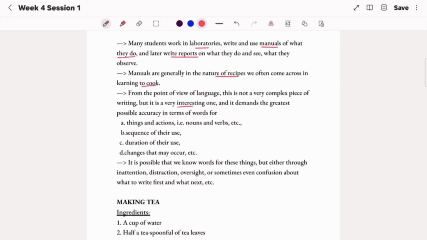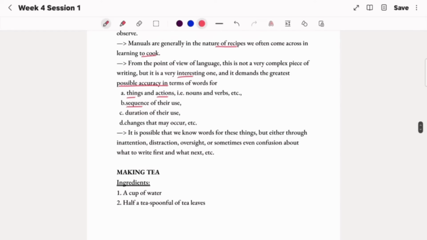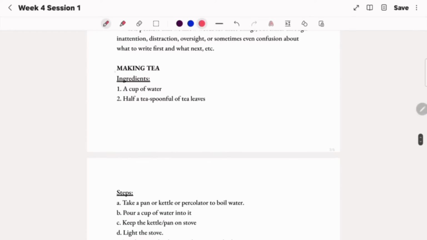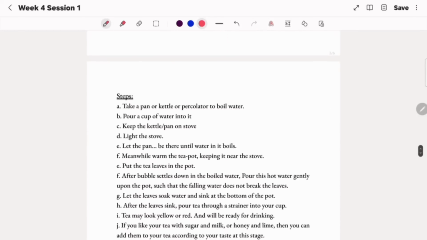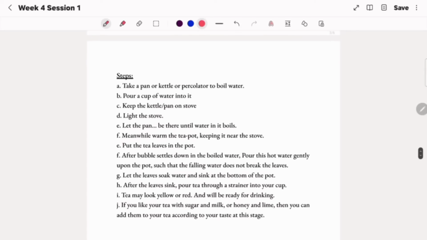It also needs accuracy in terms of words. Whether you want to state things and actions or the sequence of how to do the procedure, everything needs accurate terms in lab manuals. A sample, making tea, is given as an example for writing a lab manual. You can see here the way ingredients are listed, then the steps clearly, each and every small step mentioned.